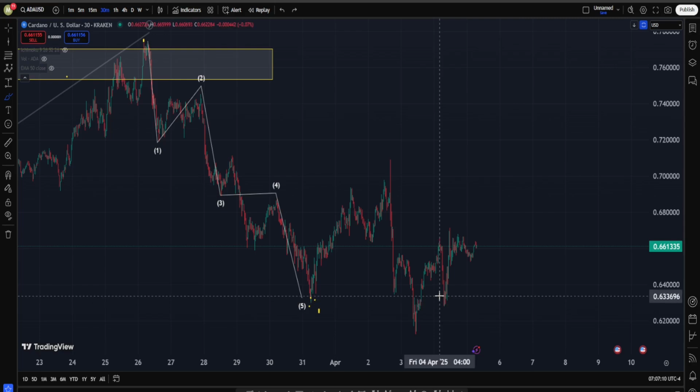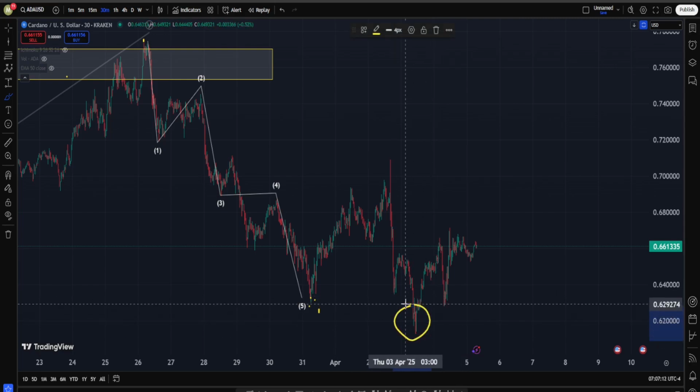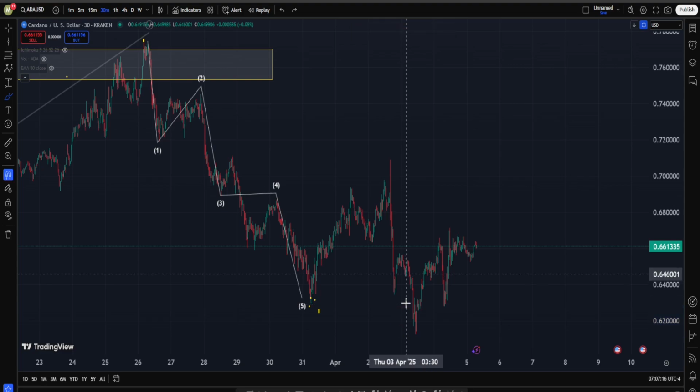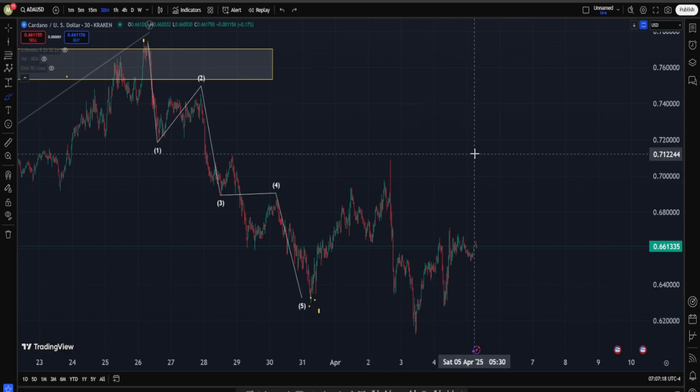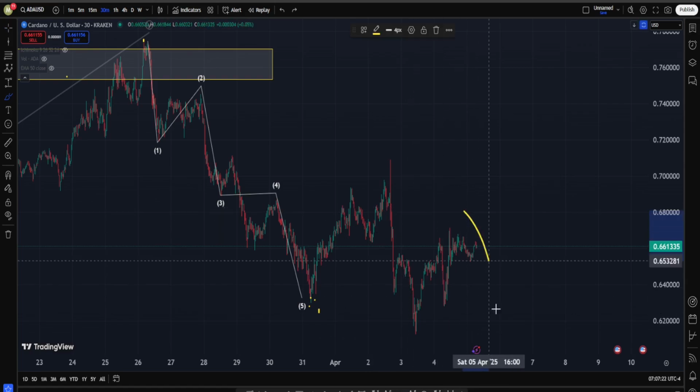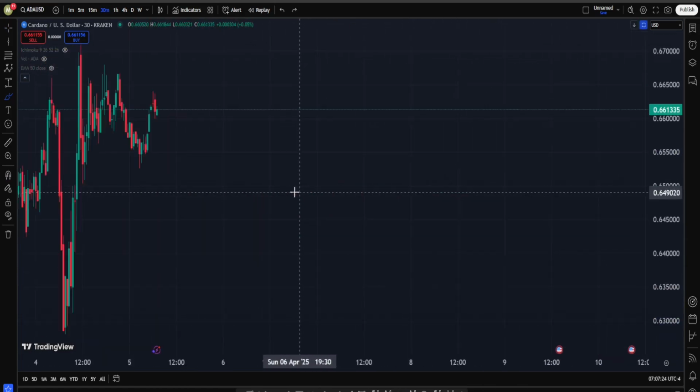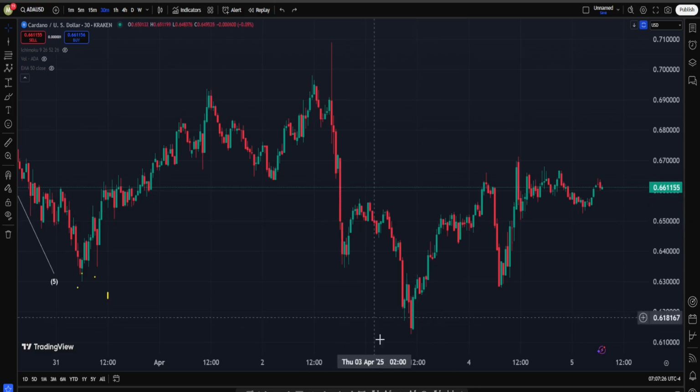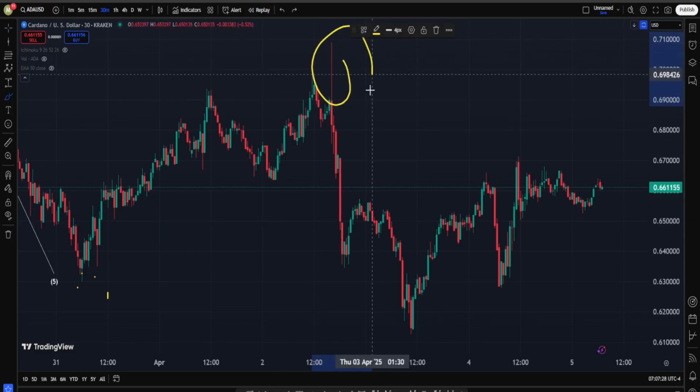Question: can we argue this point right in here in Cardano is going to be our final bottom? The answer is yes, you can argue that. However, I am having a slight problem with this structure right in here. And the main problem is actually this shadow around this area.